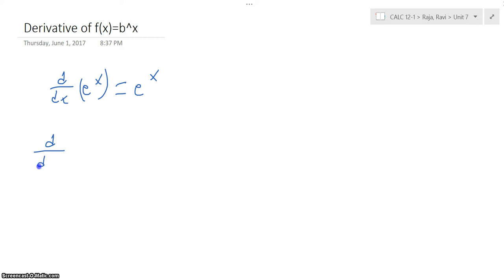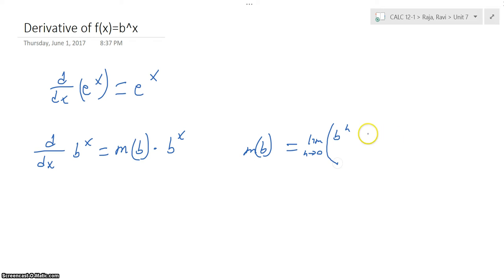So if you take the derivative of b to the x, you will get, it's an equation we were given, m of b times b to the x, and we know that the derivative of b to the x is equal to this, where m of b is equal to the limit as h is approaching 0 of (b to the h minus 1) all over h.